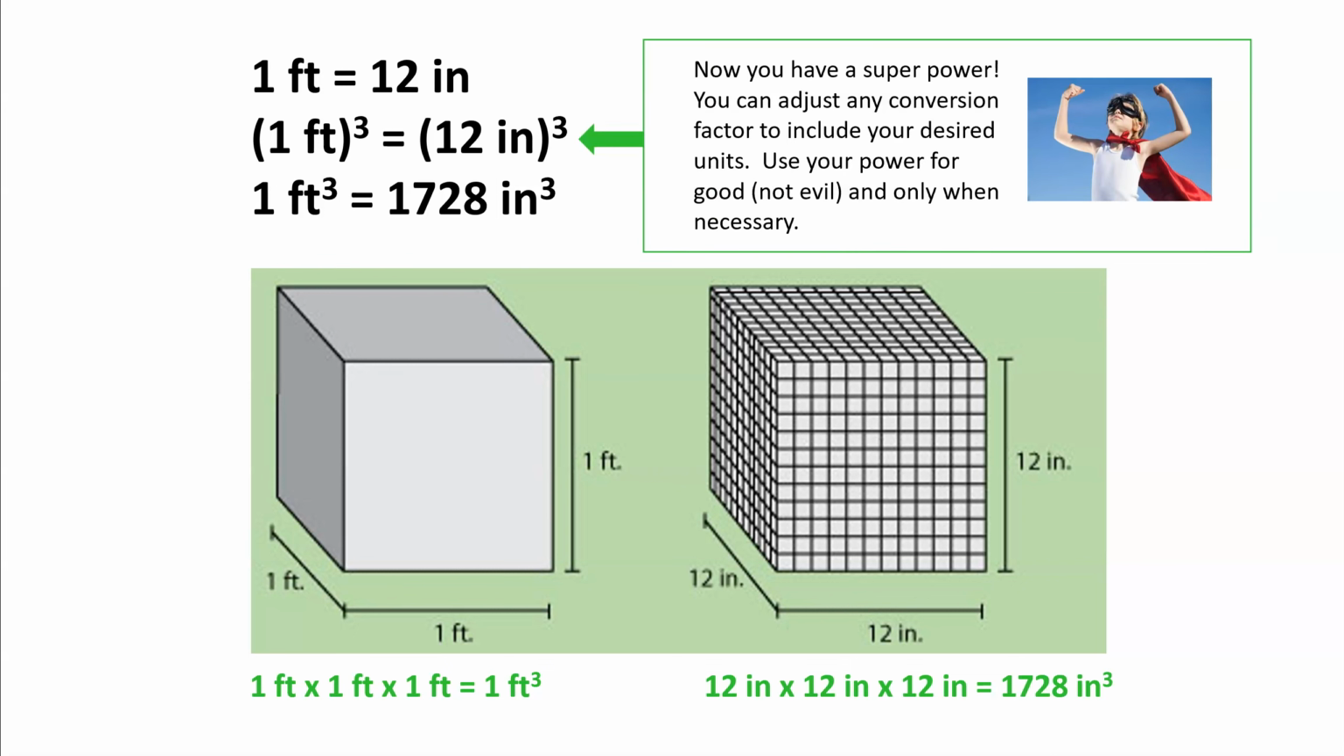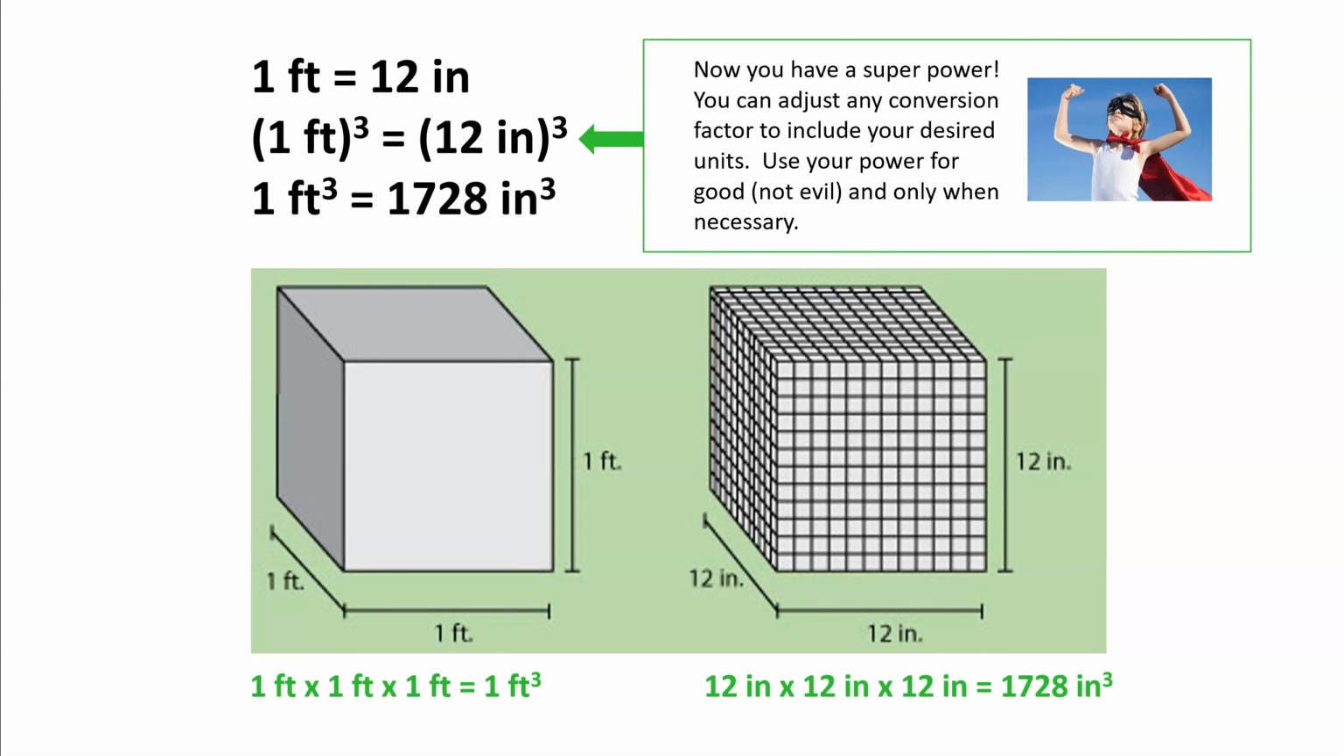All right, so this is, in fact, our new superpower. We have the power, the choice, to adjust any conversion factor that we have that's originally true. We can change it so that it includes the units that we need for that particular problem. So sometimes we know the conversion factor in 1 dimension, but we need it in 2 or 3 dimensions. So we need to square or cube it to make those adjustments.